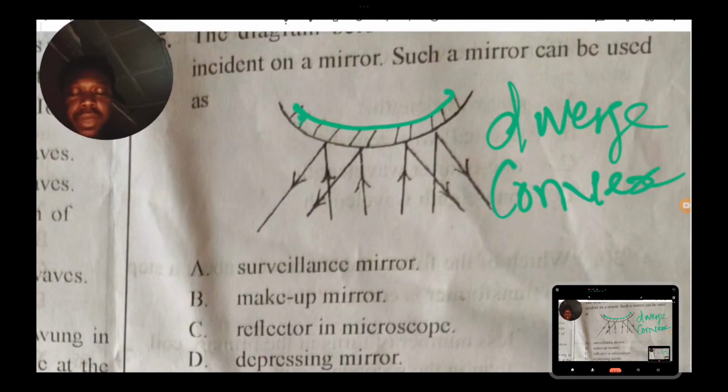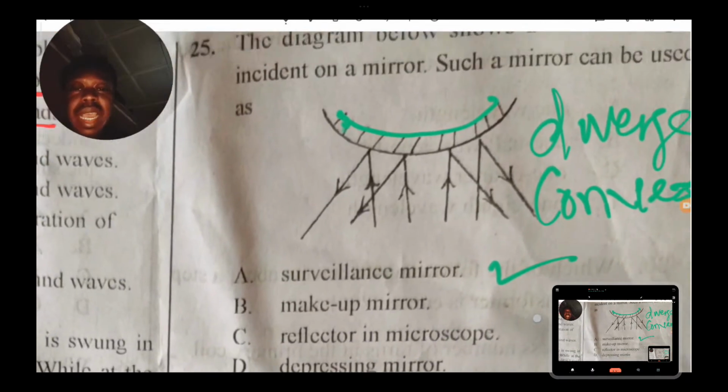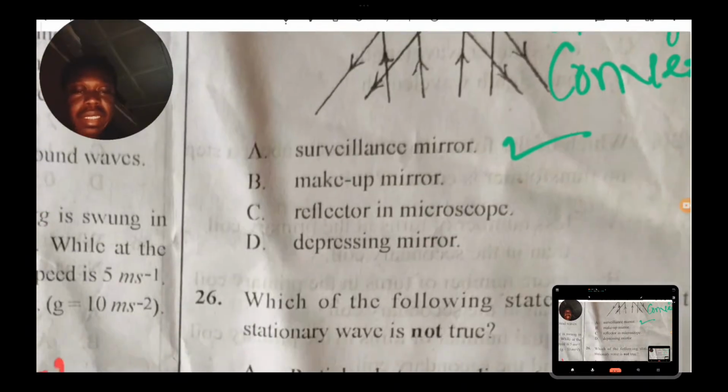Is that clear? So, convex mirrors are used as what? Surveillance mirror. They are used for surveillance. So the best answer to this question is option A. Yes, it is option A. Is that clear?